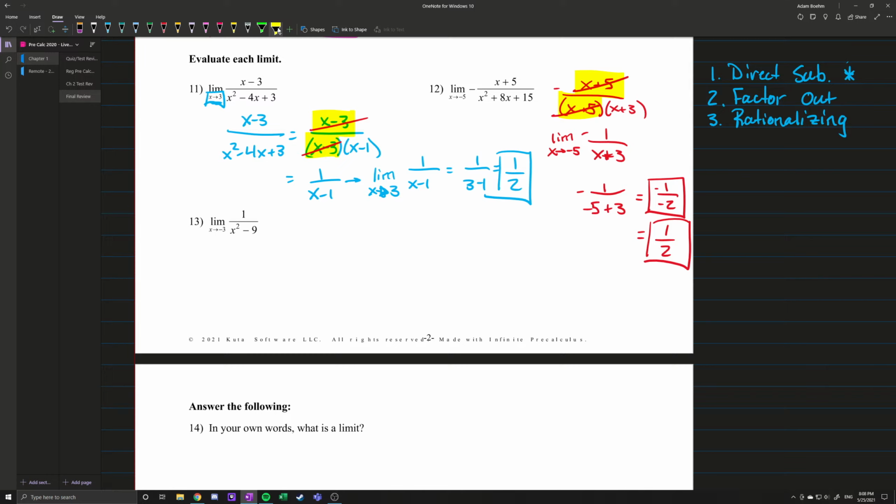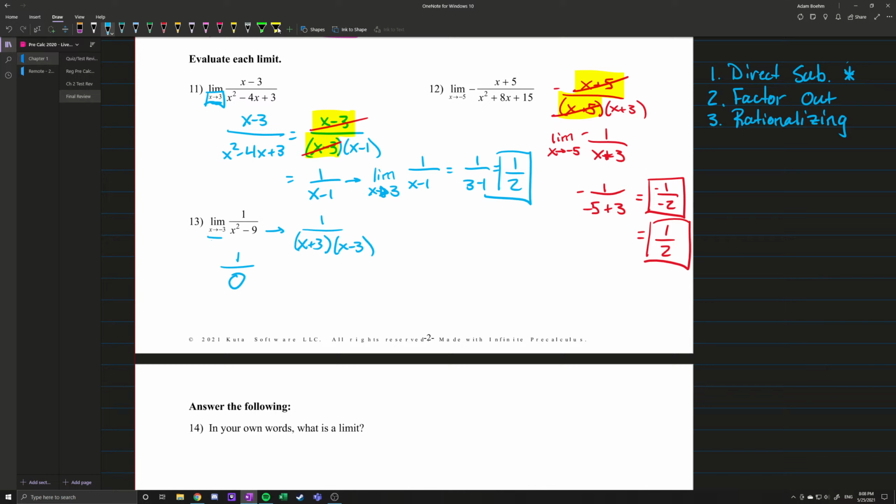Okay, number 13 is a little bit trickier because there's nothing to factor out. So if we just plug in our limit, we'd get 1 over 0, but there's nothing to factor out. We can factor the bottom into x plus 3 times x minus 3, but there's no common factor of x plus 3 that we can get rid of that 0. So what we need to do is look at the behavior of the graph.